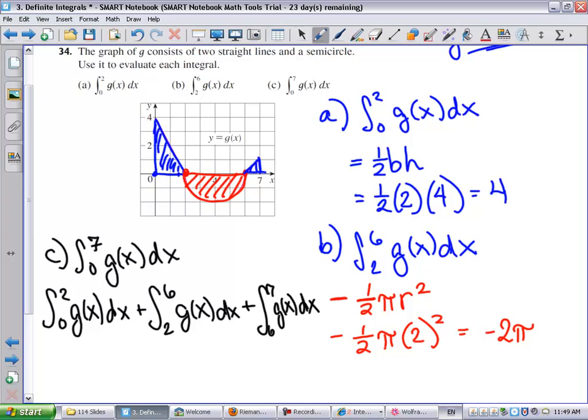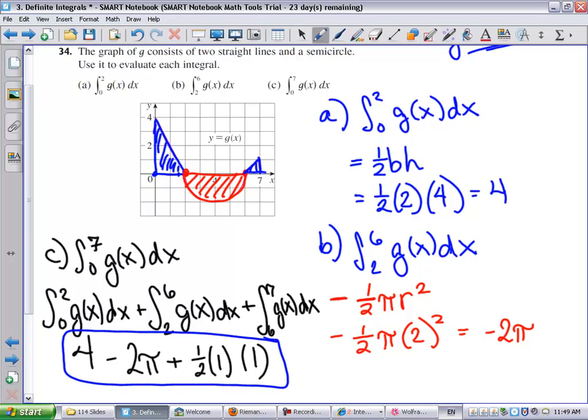Now that's just that thing where you can split it up at points in the middle, that ABC stuff we were talking about. So we know the integral from 0 to 2, that's 4. We know the integral from 2 to 6, that's negative 2 pi. And to find the integral from 6 to 7, well, that's just this little triangle, 1/2 times the height, which is 1, times the base, which is 1. So it's just a half. So the integral from 0 to 7 of g of x, the net area under the curve between 0 and 7, is 4 minus 2 pi plus a half.